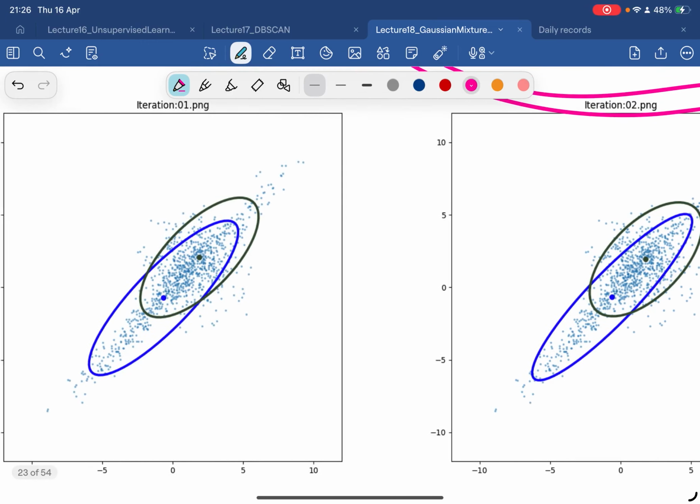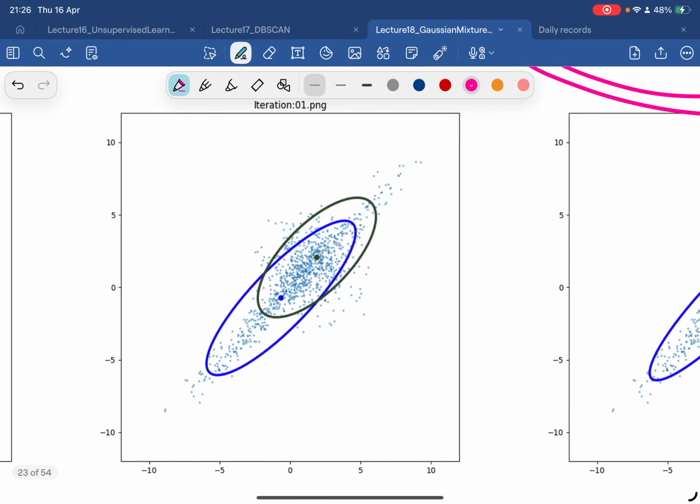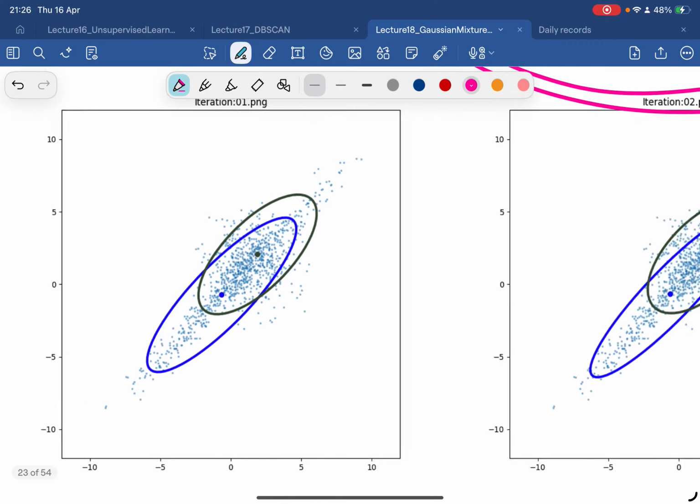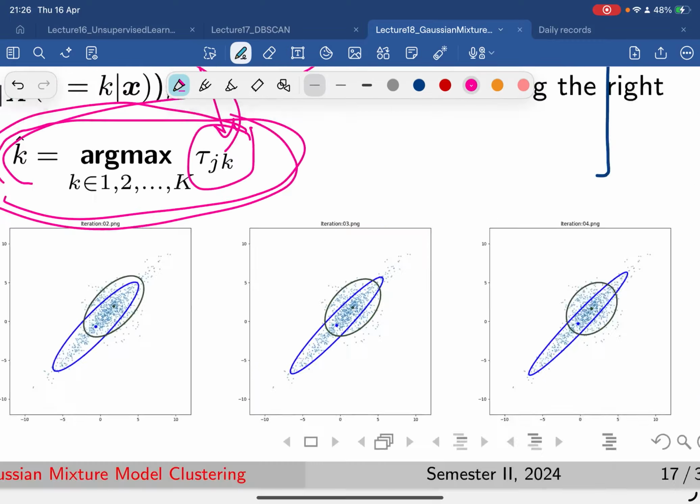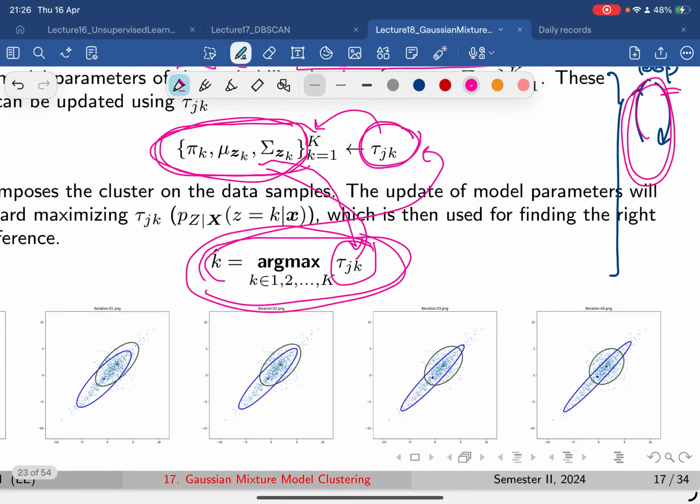Once you get the model parameters updated, you can find the most appropriate cluster for each data point again. And once that happens, you get the new circle for the new cluster, then you use that information to reassign the values for the model parameters, and you do it iteratively until it converges. You can see that it converges when your model parameters are no longer being improved, or maybe you can notice whether or not tau jk has shifted from the previous iteration. That would work as well.